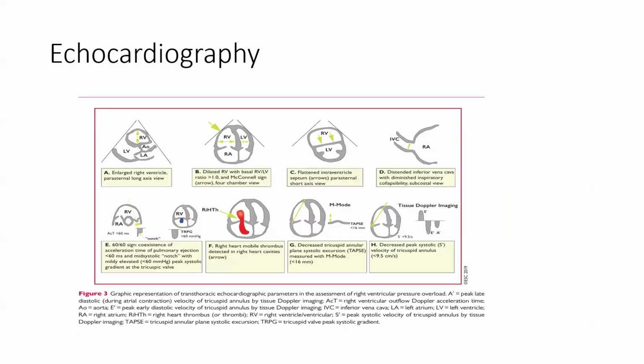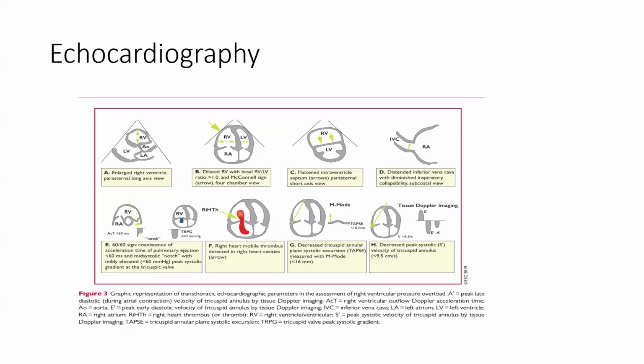Then the next investigation, which can be performed at the bedside, is echocardiogram. And we'll discuss what signs we can see in the echocardiography. The first sign is an enlarged right ventricle in the parasternal long axis view. The second sign is a dilated RV with a basal RV to LV ratio of more than 1. And then McConnell sign. McConnell sign is the hypokinesia of the apical region of the RV. Then the third sign is the flattened intraventricular septum, that is the D-shaped ventricle. The fourth sign is distended IVC.